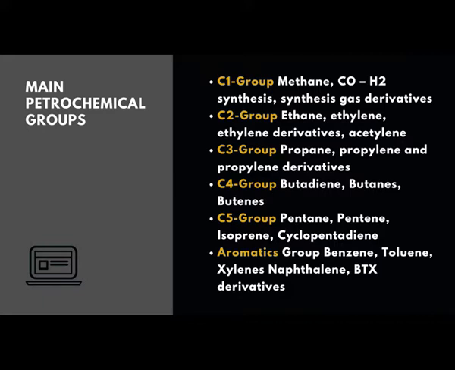Then the C4 group: butadiene, butanes, and butenes. Then the C5 group: pentane, isoprene, cyclopentadiene. These are all part of the C5 group. And finally, we have aromatics, generally C6 compounds known as benzene, toluene, xylene, naphthalene, or BTX derivatives. BTX stands for benzene, toluene, and xylene.